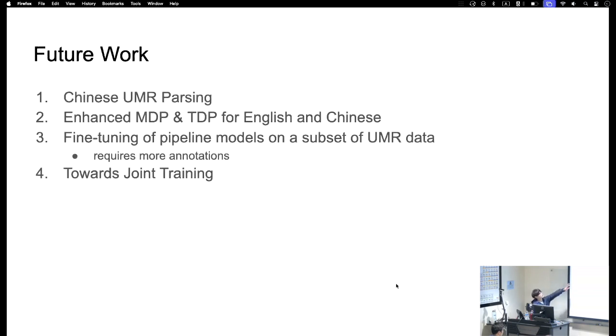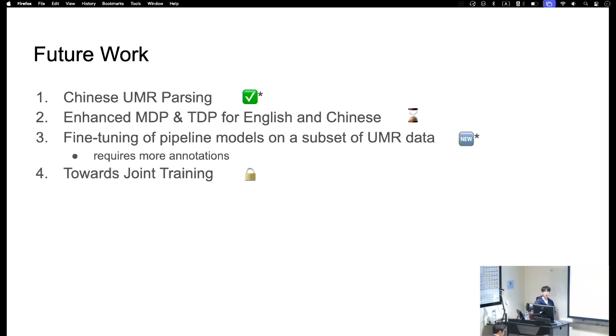So this is the slide that I used last year for future work. We do have results on Chinese UMR parsing, but it is without TDP. So only when we can use TDP will this be complete. Enhanced modal and temporal parsing. We are working on that right now. Actually, we do have a model for modal, and we are currently working on temporal. That's actually my current focus right now.